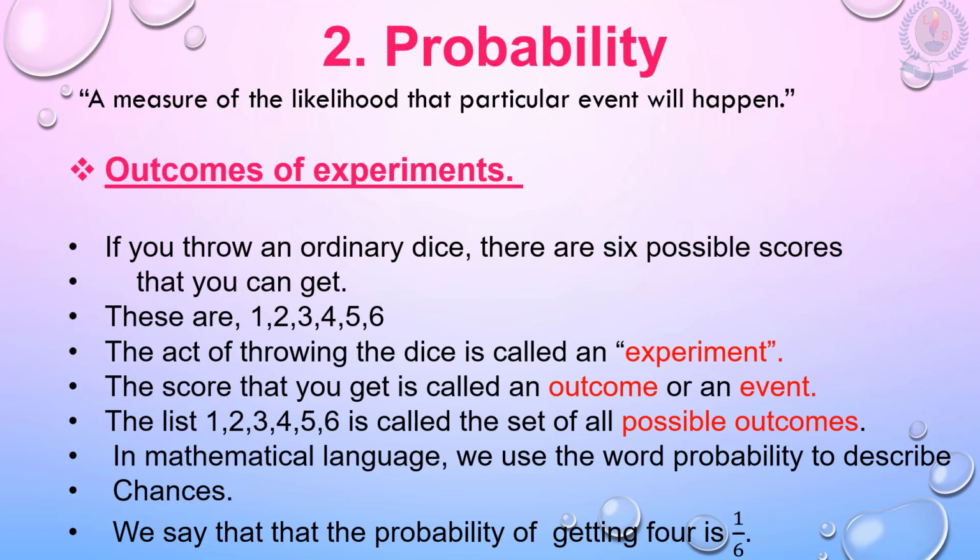We say that the probability of getting 4 is 1/6. The probability of getting an even number when you throw a dice: what is it? There are 6 possible outcomes and there are 3 even numbers. So the probability of getting an even number is 3/6 or a half. These things you have already learned in Form 1 class.